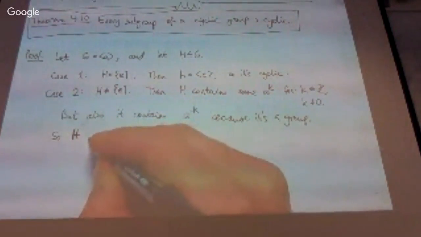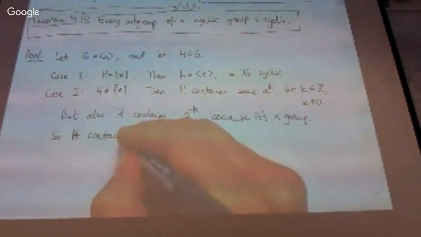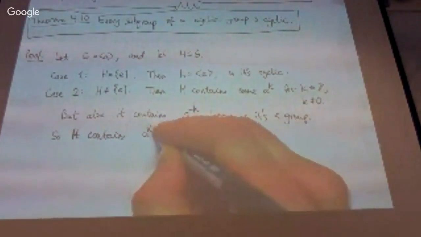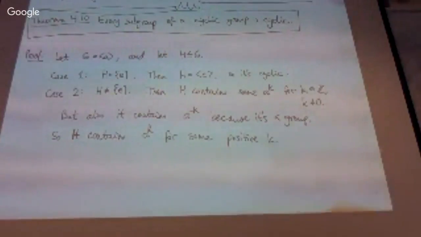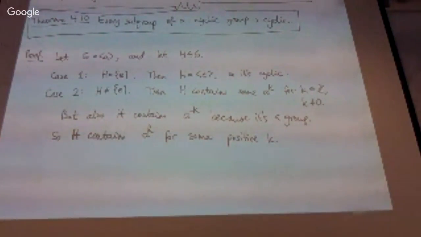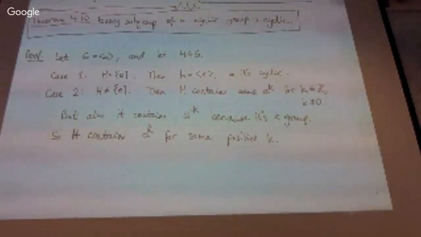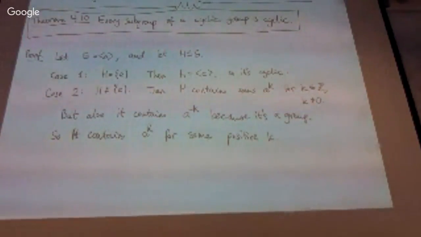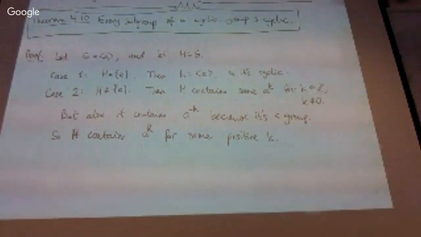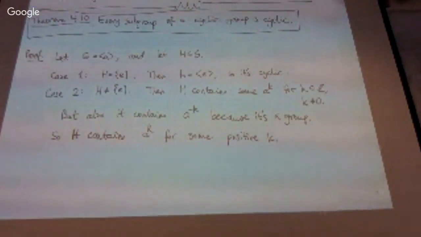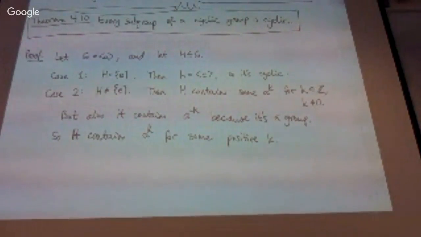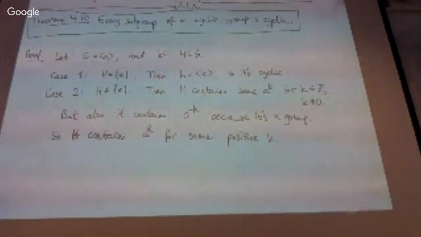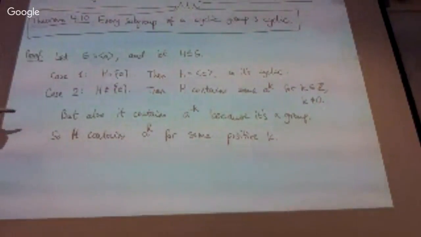So H contains a to the k for some positive integer k. Okay, so far so good. Now what do I actually want? I want this H to be generated by one element. And the one element that I want it to be generated by is going to be something in the form of a to the k.